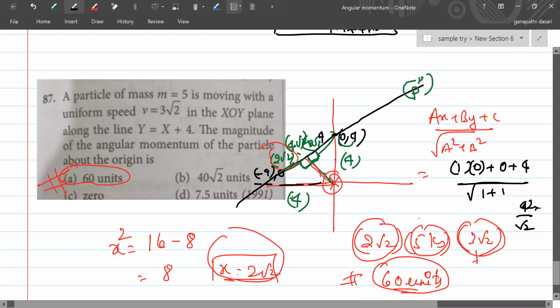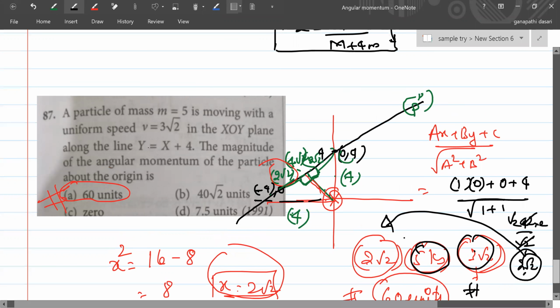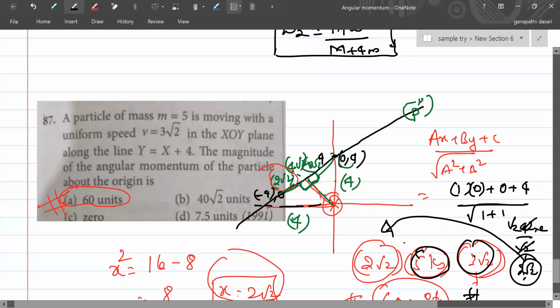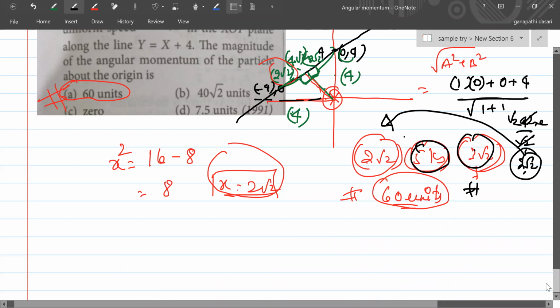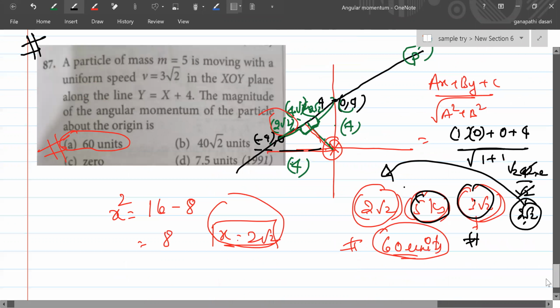This is the perpendicular distance. You supply this 2 root 2 in the formula: perpendicular distance into mass into speed, and you will get the angular momentum. This is one of the practical examples. Similar questions will be there. You can try out your previous mains questions also on angular momentum and conservation of angular momentum.